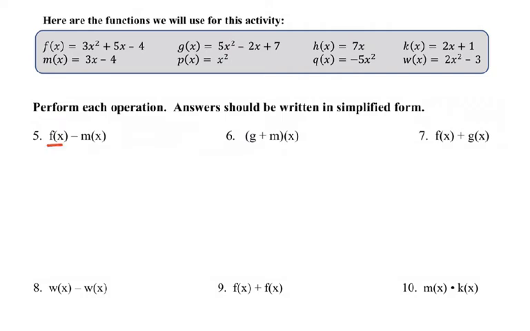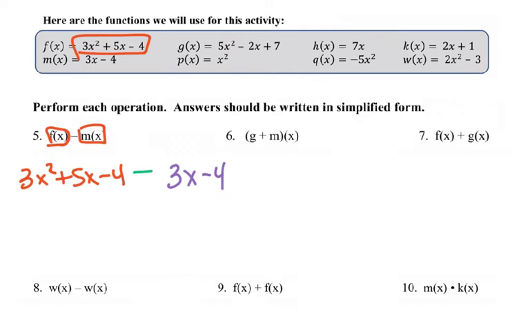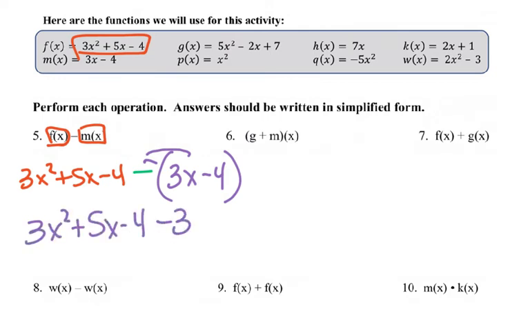So if I have f of x, take away m of x, I'm going to take the function f of x, and I'm going to subtract the function m of x. Now when you're subtracting, one thing you have to be really careful of is you're subtracting this entire thing. And so that means that the negative gets distributed. So when you figure out what that is, you've got to make sure that you distribute that negative sign because you're subtracting the 3x and you're subtracting a negative 4. So that's going to definitely make a difference if you forget that.